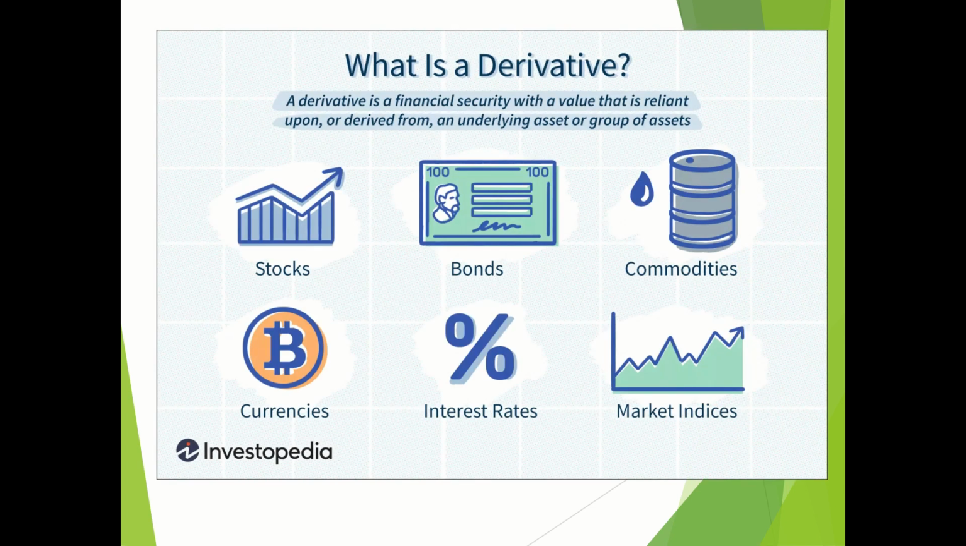So let's take a look at this one. Again, what is derivative? Derivative is a financial security with a value that is reliant upon or derived from an underlying asset or group of assets. So all those assets shown here are actually the mother, the underlying asset. We have stocks. Stocks are traded in the cash market, and that cash market is Bursa Malaysia Berhad.